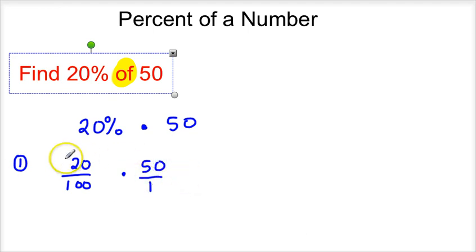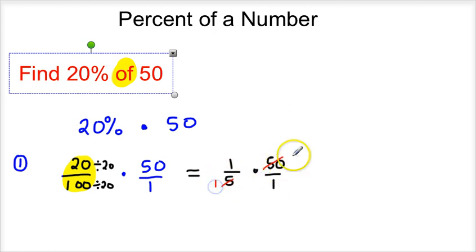Now to make things a little easier, the fraction 20 over 100 can be simplified. So 20 over 100 can be rewritten as 1 over 5 in simplest form, dividing both numerator and denominator by 20. 20 divided by 20 is 1, 100 divided by 20 is 5. So now I have 1/5 times 50 over 1. And again I can simplify. 5 and 50 can both be divided by 5. 5 divided by 5 is 1. 50 divided by 5 is 10, leaving me with an answer of 10. So 20% of 50 is 10.